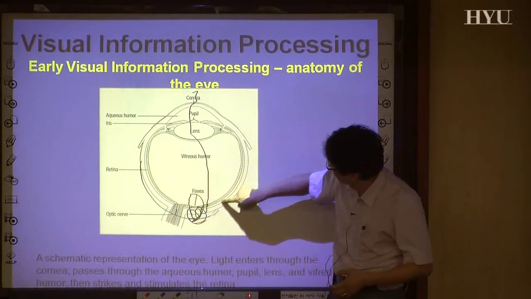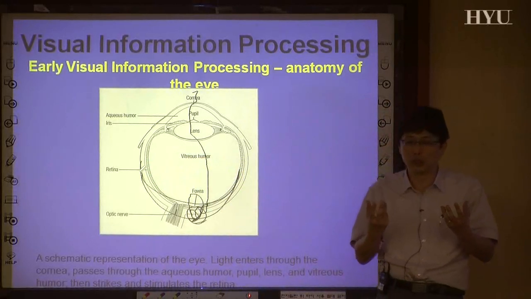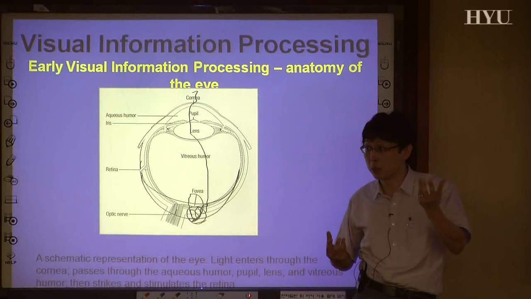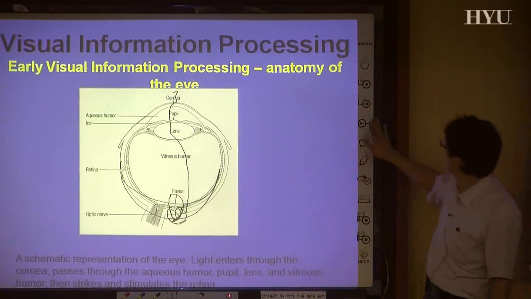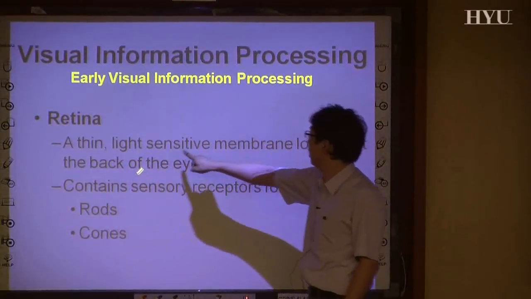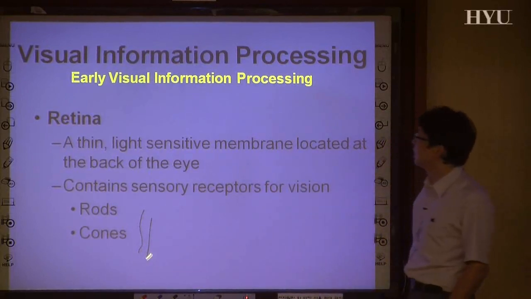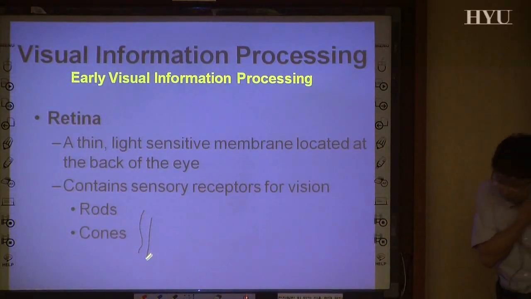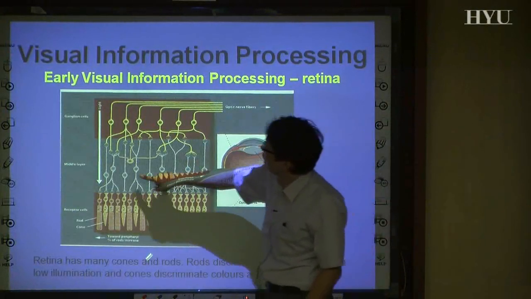The second part, the retina, is also important. Most of the retina has rods, for our black and white perception, the light perception, as well as color perception. The retina is a really important part: a thin, light-sensitive membrane located in the back of the eyes, with two sensory receptors for the vision system. I will explain the rod. This is the ganglion cell.